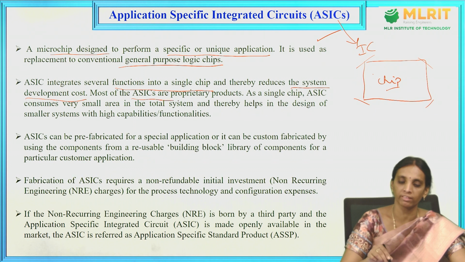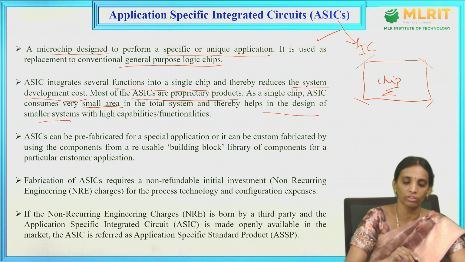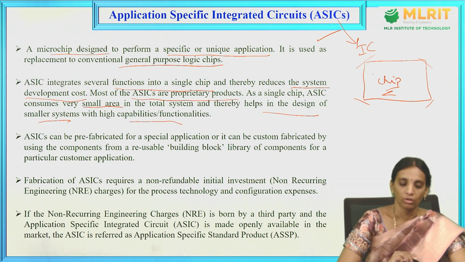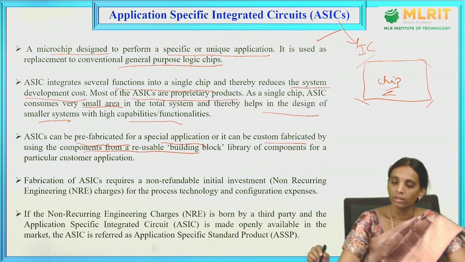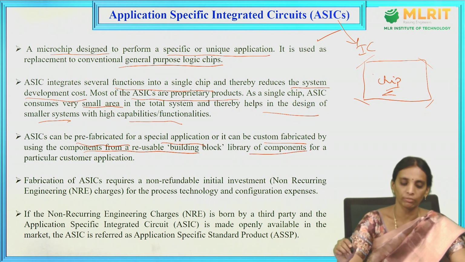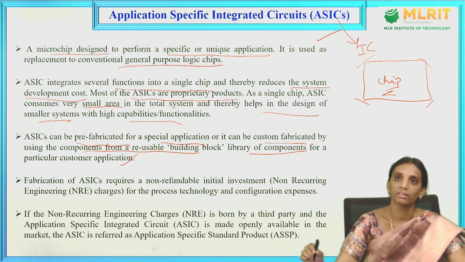Most of the ASICs are proprietary products. As a single chip, it occupies very little area and helps in the design of smaller systems with high capabilities. Once it is fabricated, it cannot be changed. It can be fabricated for a special application or custom fabricated by using components from reusable building blocks. So we can fabricate this chip with new components or by using existing components also. Therefore a library of components is used for the particular application based on the customer requirement.